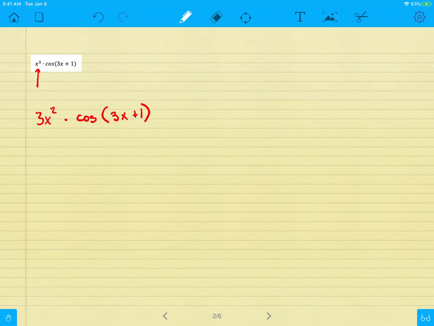Now, since it is a product rule, you have to add the derivative of the second. The derivative of cosine is negative sine of 3x plus 1 times the derivative inside the parenthesis, which is 3. And then you take that times the first, which is x cubed. So there you go, that's the entire answer. Again, it's the derivative of the first times the second plus the derivative of the second times the first. That's the product rule. All right, let's move on to the next one.